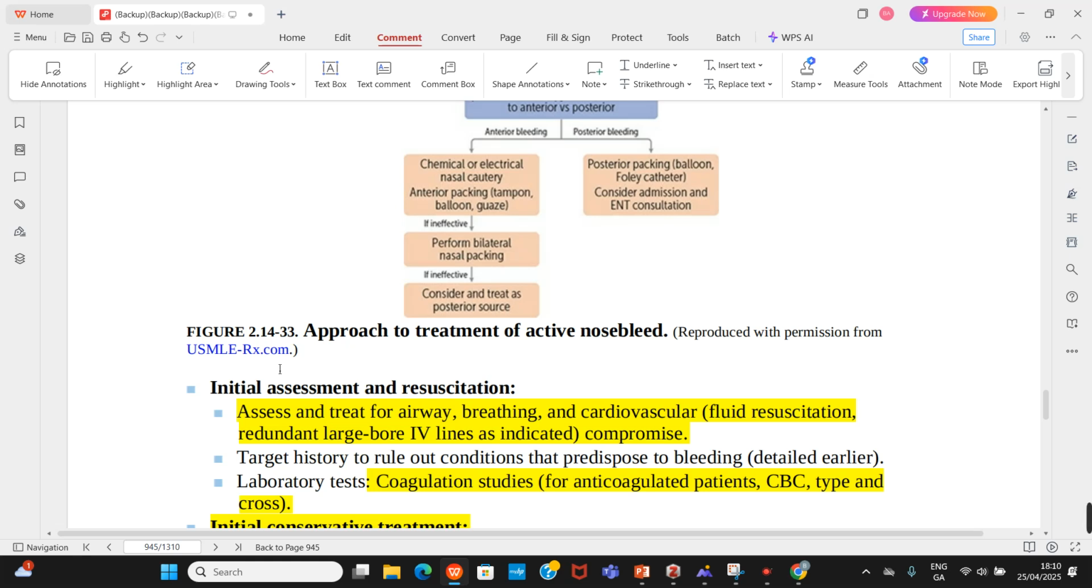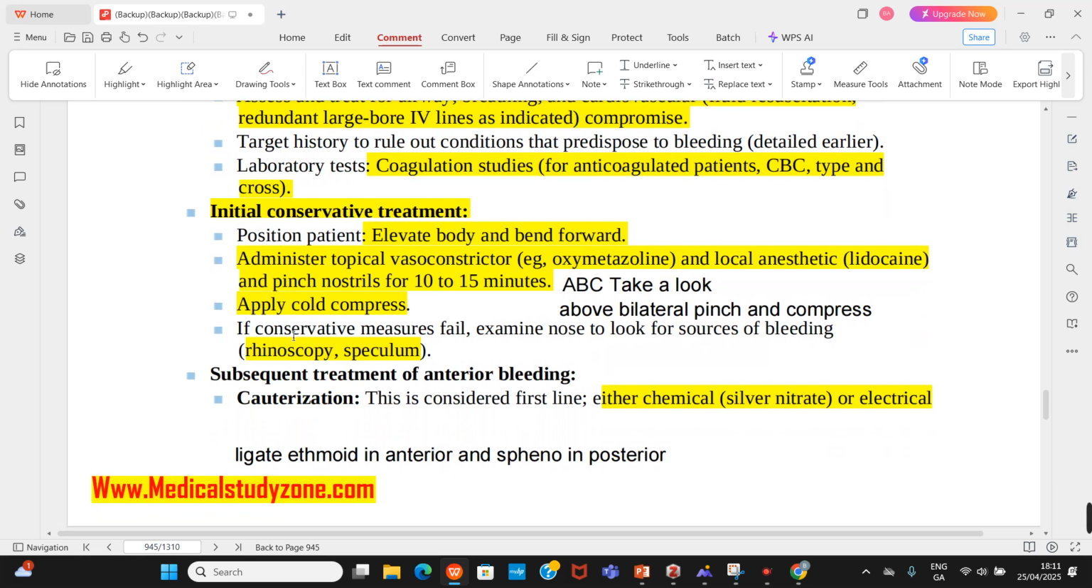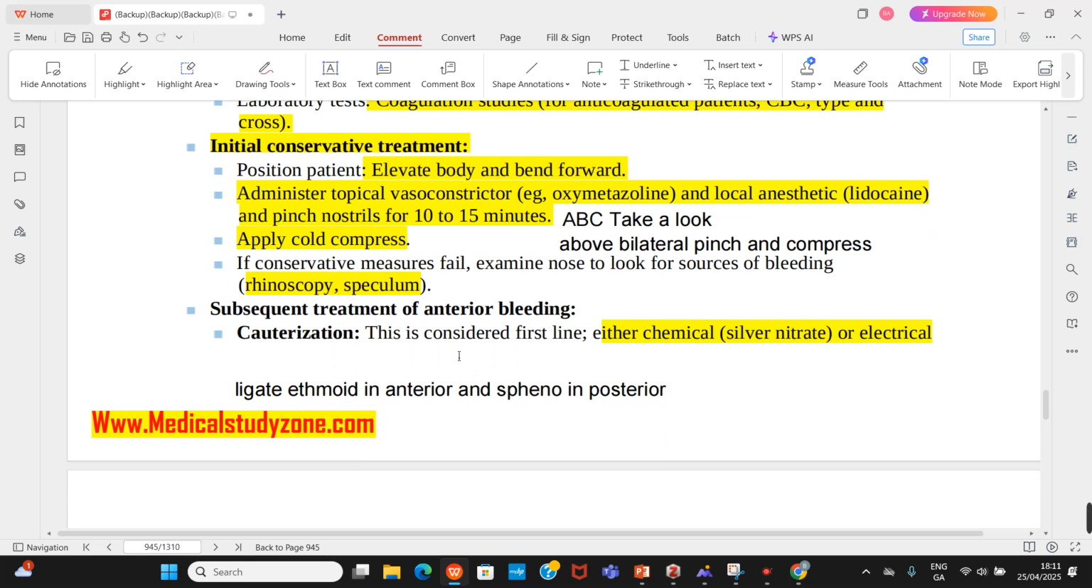But if the bleeding is not very bad and the patient is still hemodynamically stable, you can just raise up the head of that patient and tilt the head forward. Pinch the two alae of the nose together, and administer vasoconstrictors like oxymetazoline and the likes, just to arrest that bleeding for a while. But if all these conservative measures fail, you now need to put in a speculum or a rhinoscope to see what is actually happening, to see where the bleeding is coming from.